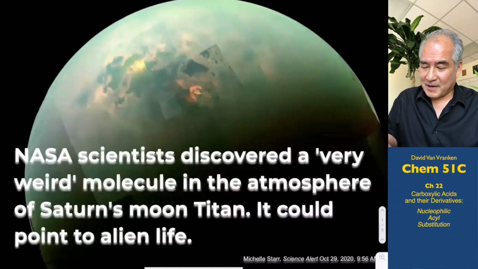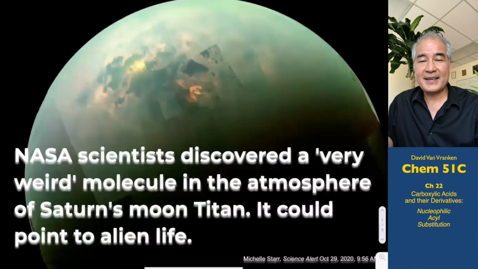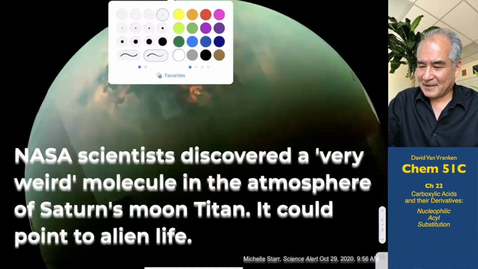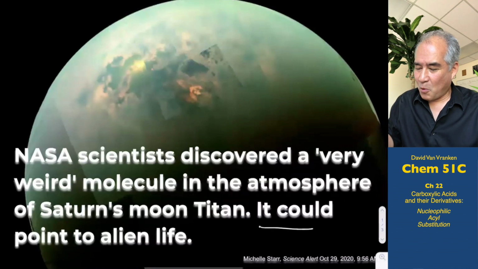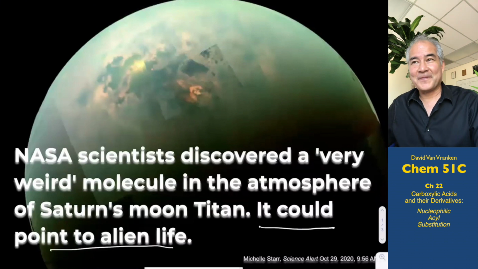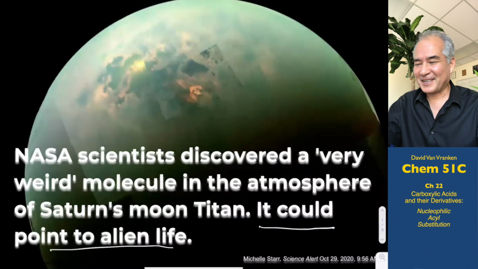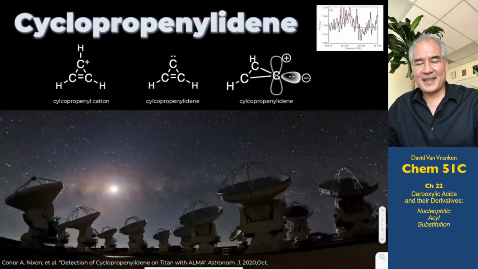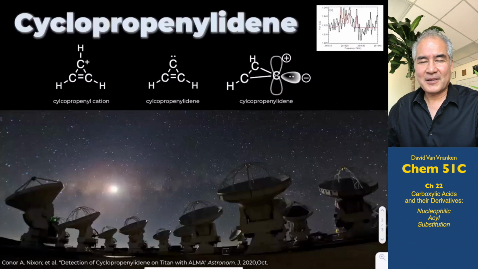The article talks about a very weird molecule in the atmosphere of Saturn's moon, Titan. And it says, which sounds somewhat compelling here, that it could point to alien life. Wow, that sounds pretty dramatic. Let's go and take a look at what they did. The molecule that they said they found evidence for is called cyclopropenylidene.